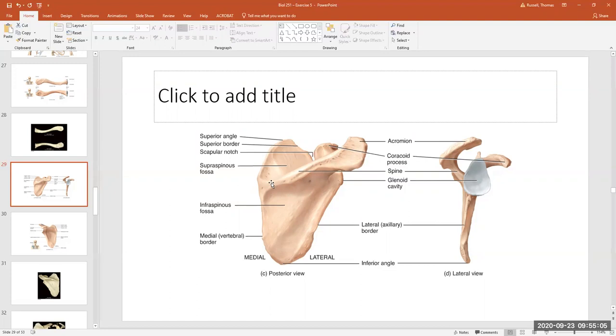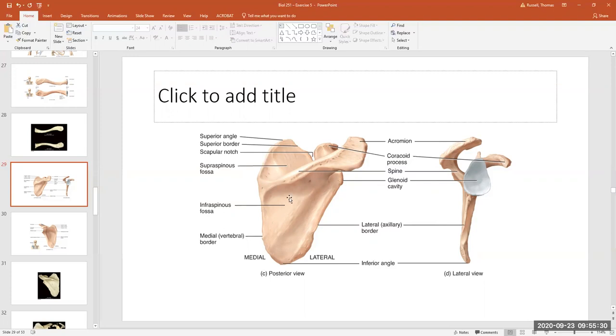So if you reach to your back and you feel your shoulder back there, you feel a bone, not the top, but on your back itself, below where the top of your shoulder's at. And that bone that you feel back there, you're touching this part right here. You're touching the spine. So I know this is the back of the bone. The other side is the front of the bone.